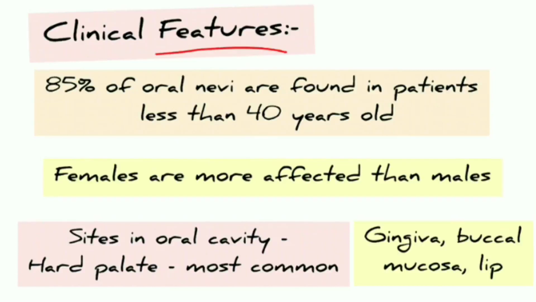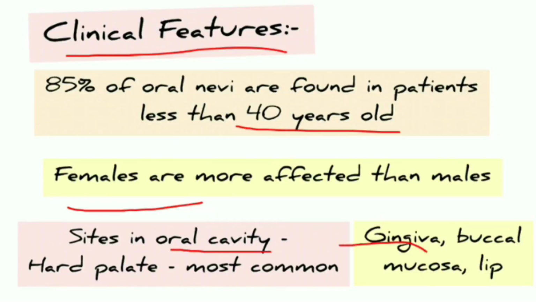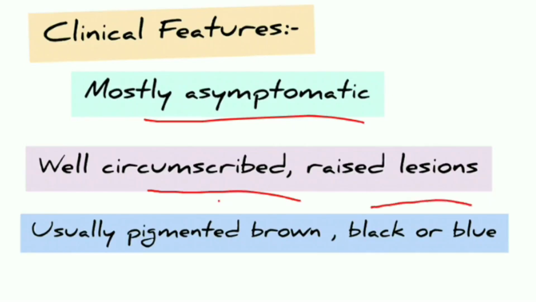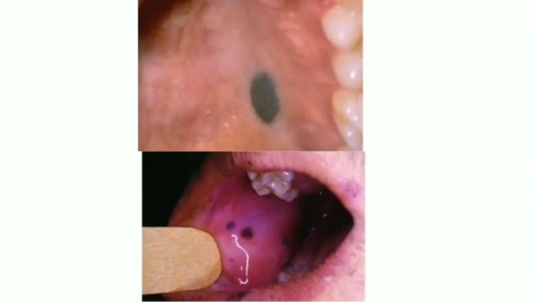Now let us see the clinical features of it. 85% of oral nevi are found in patients less than 40 years of age. Females are more involved. Sites in the oral cavity are gingiva, buccal mucosa and lip, while the hard palate is the most common site. In most cases it is asymptomatic, a well circumscribed raised lesion, usually pigmented brown, black or blue in color. As you can see in this picture, the pigmented nevus is present on the palate, while here you can see the pigmented nevus is present on the buccal mucosa.